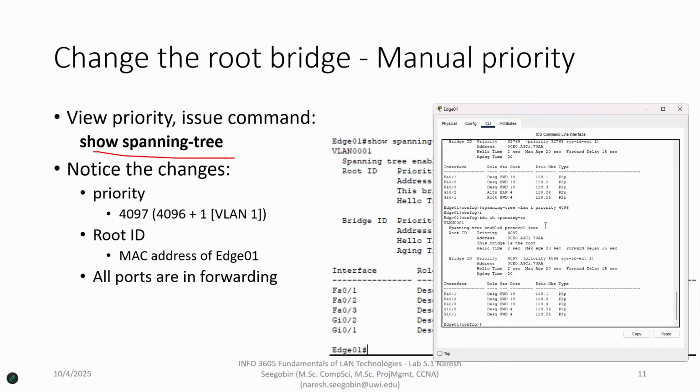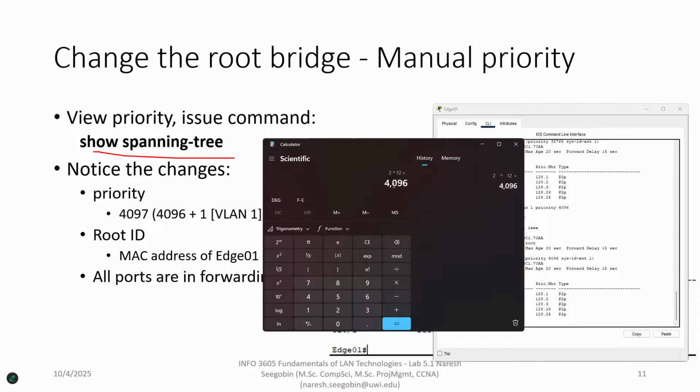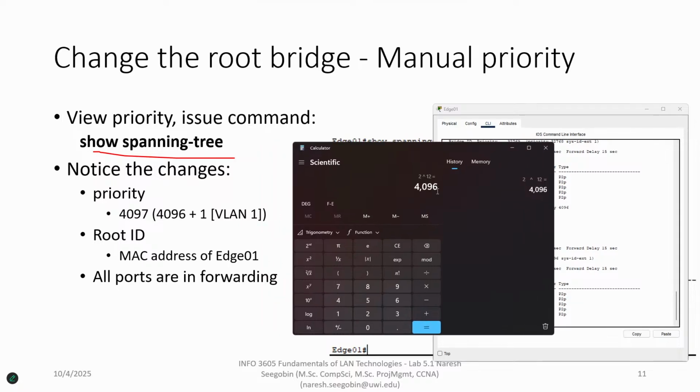There are about 12 bits in the VLAN ID, which goes up to the extended VLAN IDs. Actually, we could calculate that: 2 to the power of 12 is 4096. Not exactly 4096 VLANs, but that's how much the VLAN ID is made up of. The VLAN ID is made up of 12 bits.